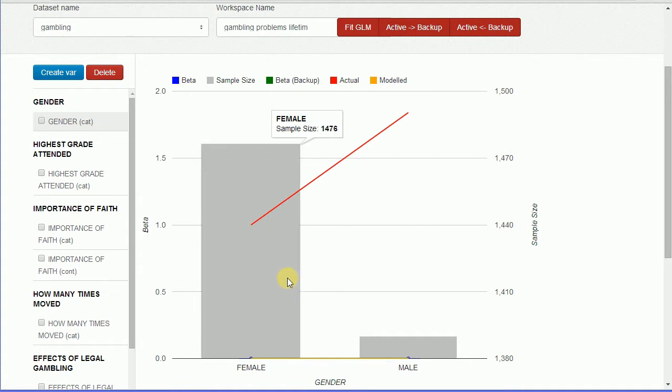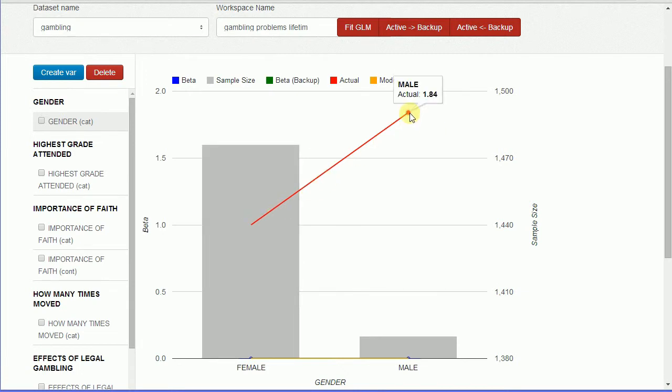Get a quick sense for one-way relationships between each predictor and response from the red line. The red line is one way in the sense that this is what you would see if you summarized the average gambling problem score by gender without taking into account other factors at the same time. Males have a higher gambling problem score than females.